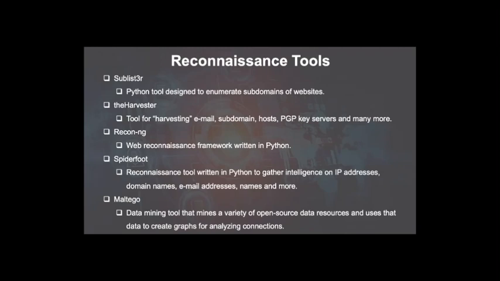Back to our reconnaissance tools slide. Next is a tool called theHarvester. It kind of sounds like a vintage horror movie title, but it's really cool. theHarvester is a great tool, and its name suggests that it harvests, gathers emails, subdomains, hosts, PGP key servers, and many more data from different public sources like search engines. I will do a quick demonstration of the tool.